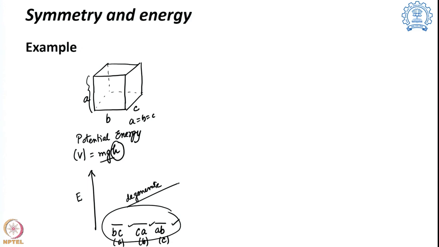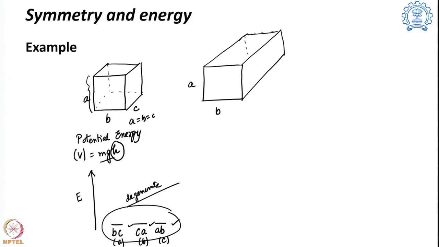Okay. So, now say I am taking case number 2, where I am taking the similar system where A and B remain the same, but I am changing the C. I am making it a bit longer. This is my C. Over here A equal to B, but they are less than C, and C is much higher. So now if I want to plot the energy, then what will happen? Now I can put them in three different faces. I can put them on BC, on CA, and on AB.